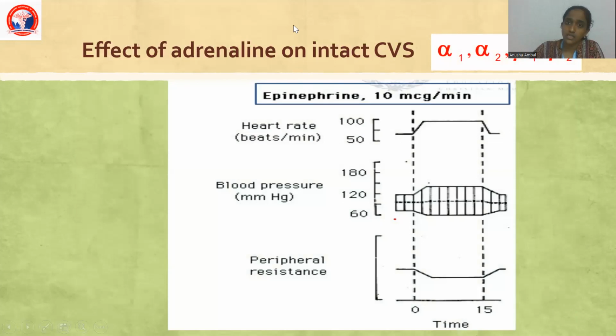Since in adrenaline the beta action is more, the action is majority at the heart. Whenever the action is at the level of the heart, the systolic BP will be high. Whenever the action is at the level of the blood vessel, the diastolic BP will be high. So in adrenaline the systolic will rise, but diastolic will fall. There will be a wide pulse pressure in such patients. Since beta action is there, the heart rate will also increase.